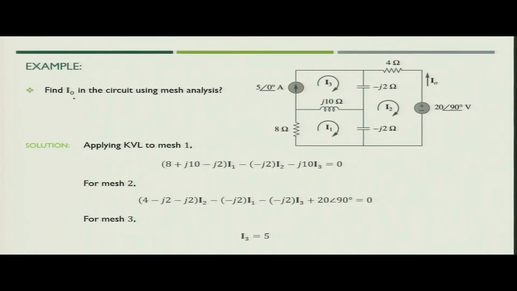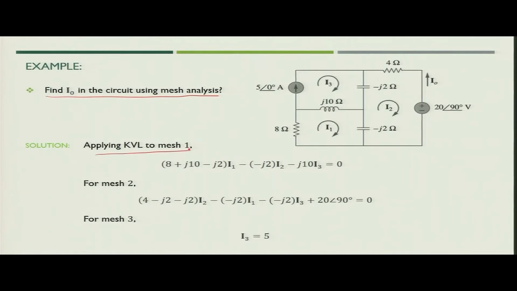Next, we see how we will utilize the concept of mesh analysis. In the previous two examples, we used nodal analysis. In this example, we will try to understand how we will apply mesh analysis. Now, if you see this figure, there are 3 loops. So, we give the value of current as I1 for this loop, I2 for this loop and I3 for the top loop. Now, what we have to do? We have to apply the KVL.